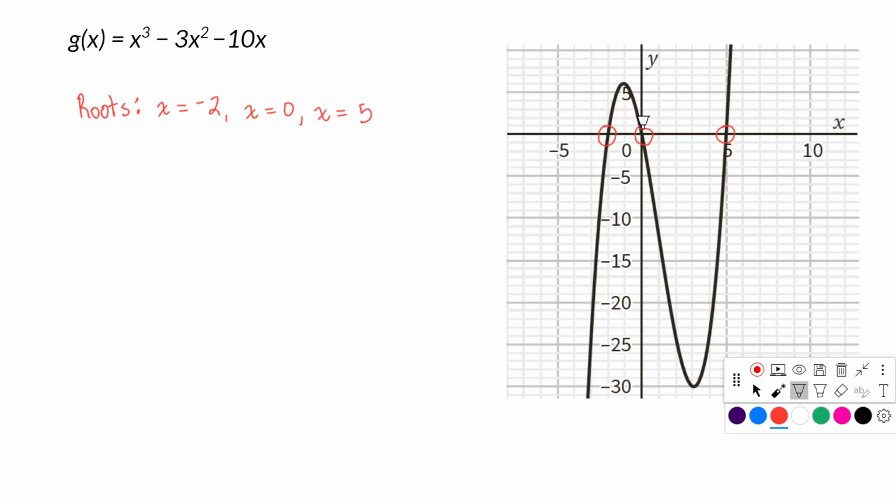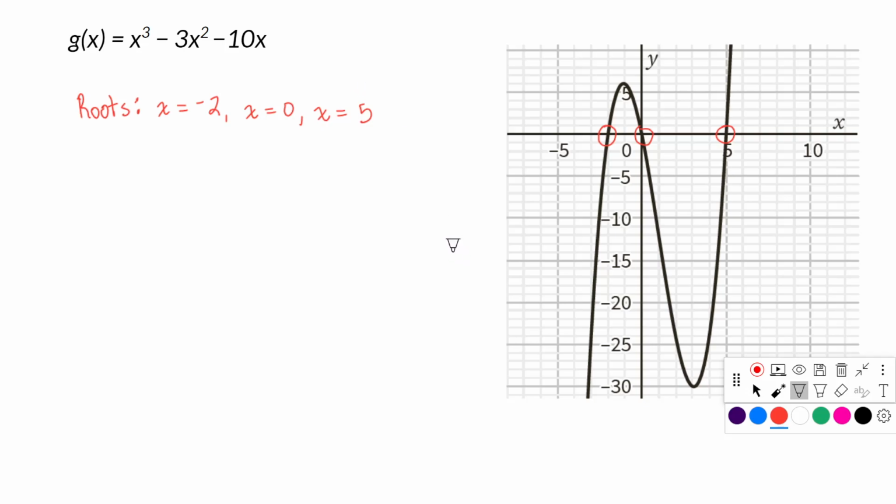So I have my three specific roots. I have a cubic function. The fundamental theorem of algebra says a function of degree n has n roots. So this is a third degree or a degree 3 polynomial, and we have 1, 2, 3 roots.